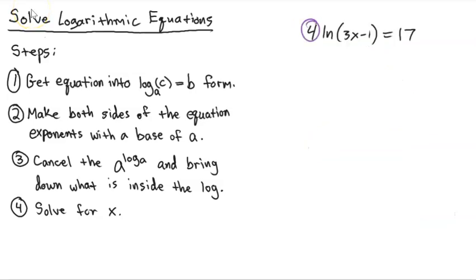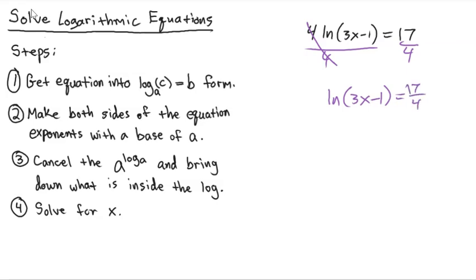All right. So we've got 4 times the natural log of 3x minus 1 equals 17. So here's our log, here's our c, here's our equals, here's our b. We've got this 4 left over. So we're not quite in this form yet. Let's divide by 4 to cancel the 4. We now have something a little easier. Natural log of 3x minus 1 is equal to 17 over 4.